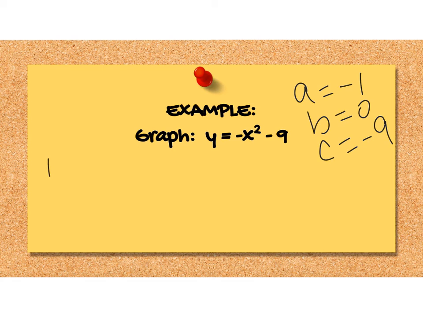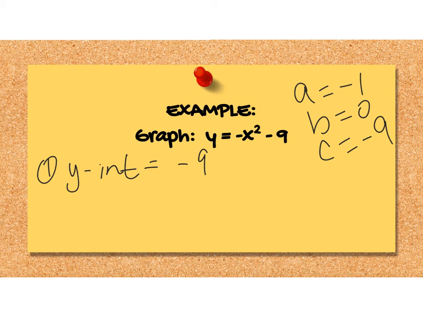All right, so number 1, find the y-intercept. Well, the y-intercept is going to be negative 9, because the opposite of 0 squared is still 0. 0 minus 9, negative 9. Okay, so let's go. Moving on.